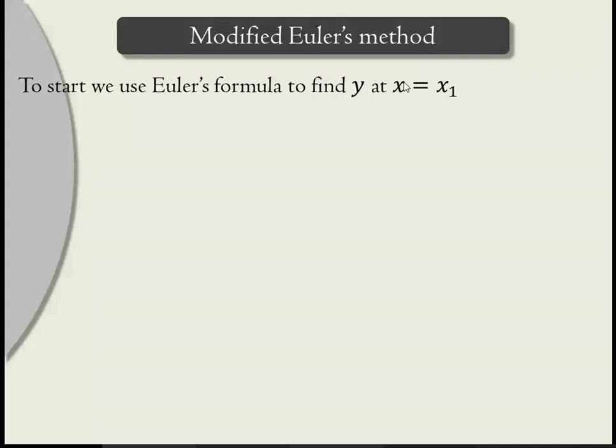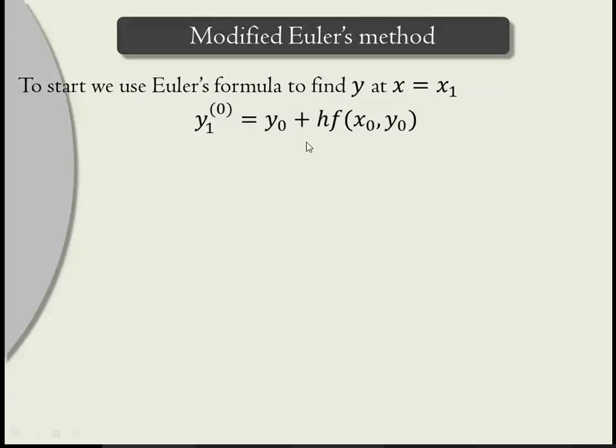Now, what is this modified Euler's method? We use the Euler's formula only for finding the first term, and for finding the rest of the terms, we use some more formulas. So we'll see what that method is.